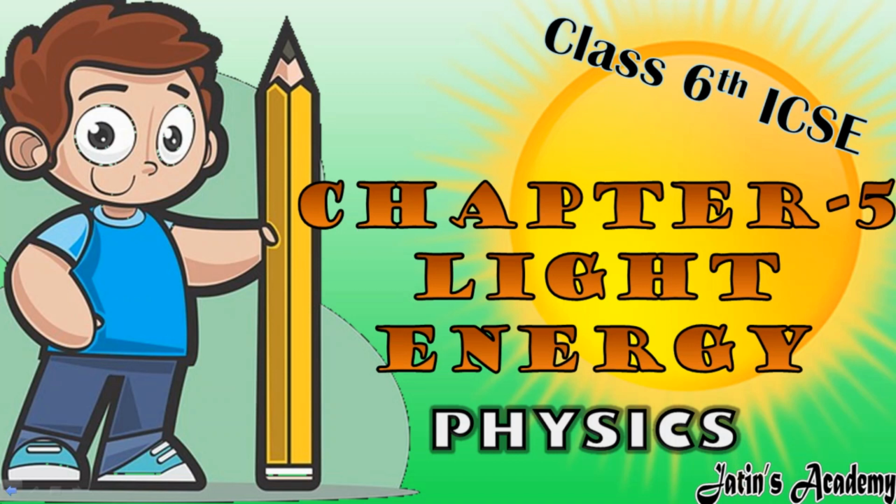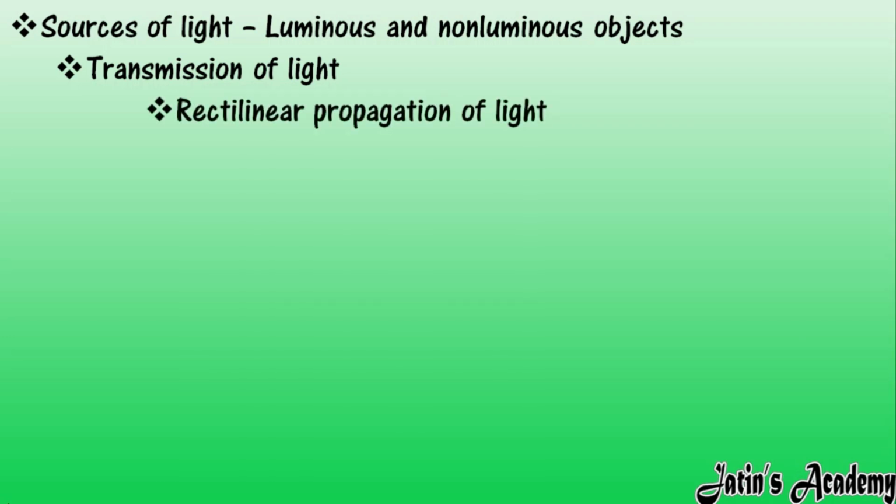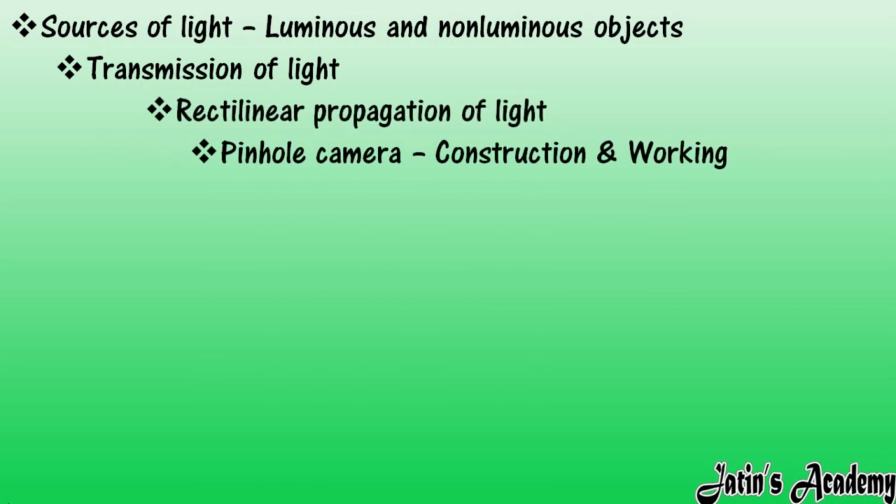So, today in this class, we are going to start with the fifth chapter of class 6 ICSE Physics, that is light energy. In this class, we are going to study first of all sources of light, that is luminous and non-luminous objects. Then, we will discuss transmission of light. Then, we are having rectilinear propagation of light. Then, we are having pinhole camera. We will discuss its construction and working.